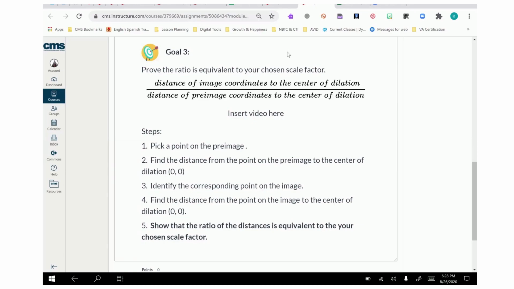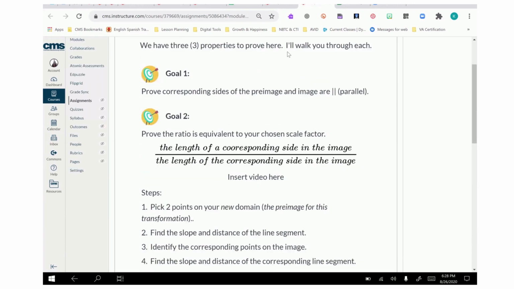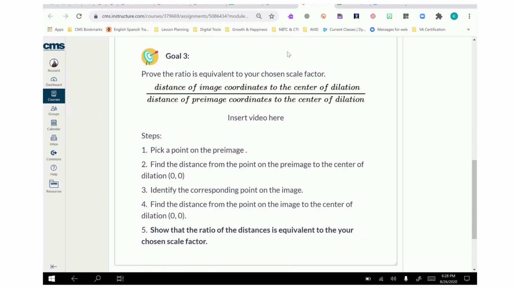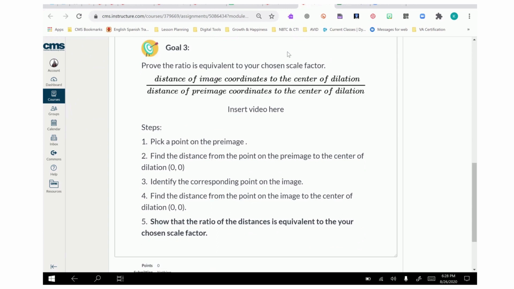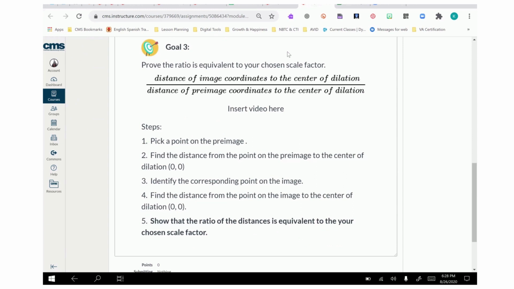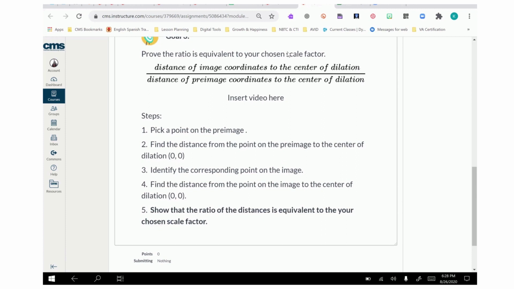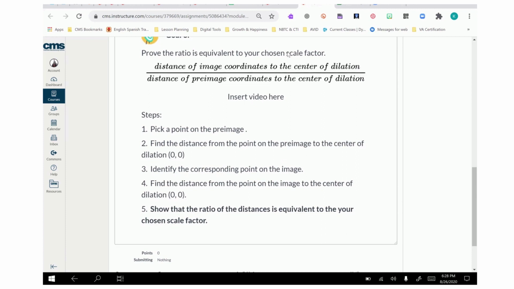Hi everybody, so if you're watching this video, that means you have finished goal 1 and 2, and so you're ready for goal 3. And goal 3 has about 5 steps, right? We are going to prove the ratio is equivalent to your scale factor. So we are going to prove that the distance of the image to the center of dilation is proportional to, or the same scale factor as, the distance of the preimage to the center of dilation.